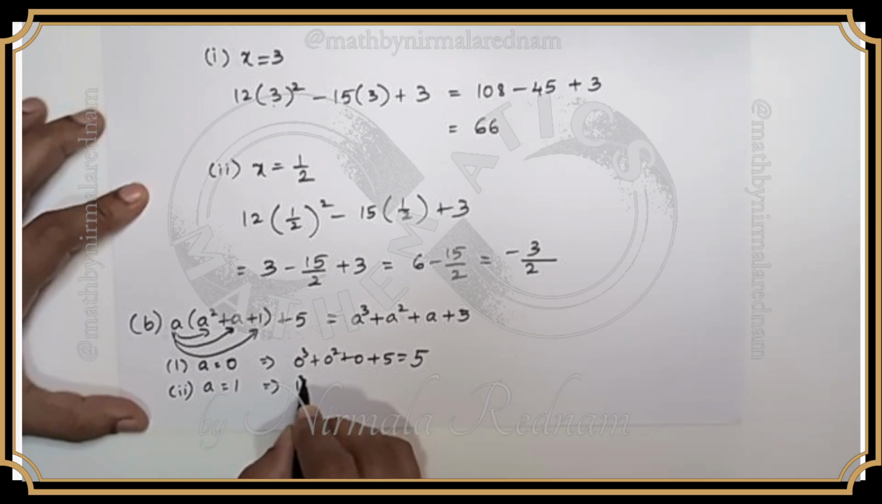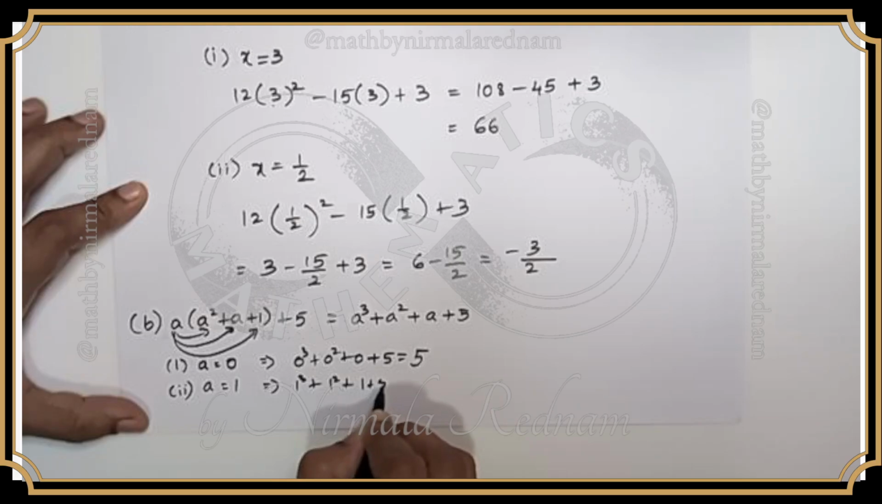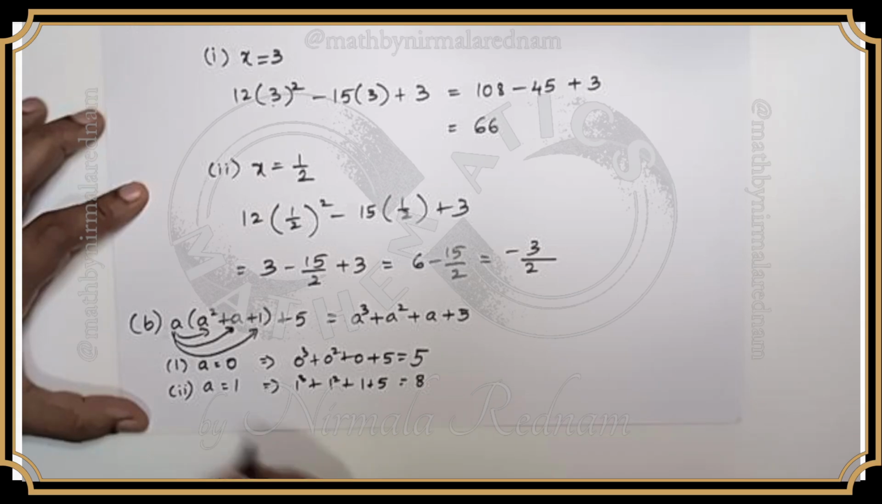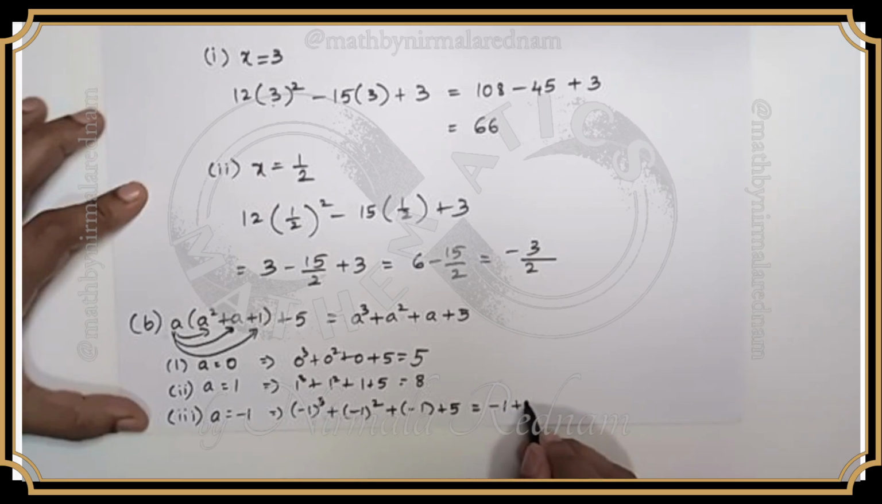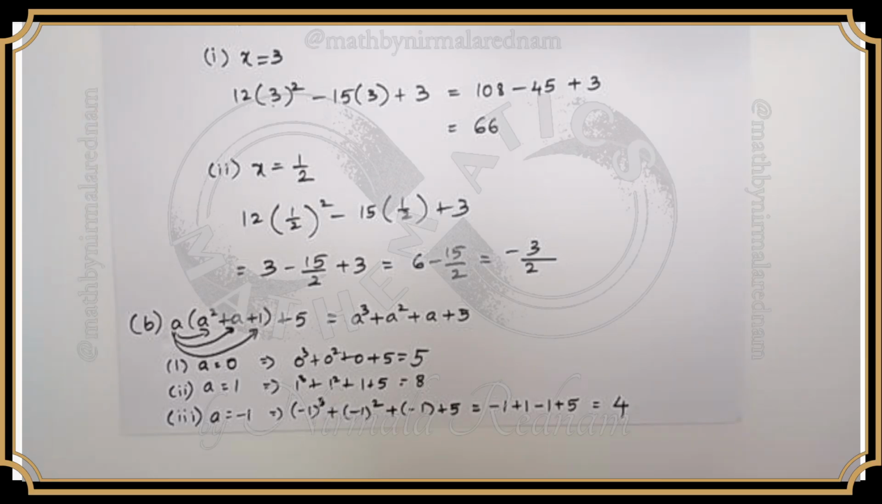I'm going to get 1 cube plus 1 square plus 1 plus 5, which is nothing but 8. 1 plus 1 plus 1 is 3, and 3 plus 5 is 8. Right? Next, I need to put a equal to minus 1. Minus 1 whole cube plus minus 1 whole square plus minus 1 plus 5, which is nothing but minus 1 plus 1 minus 1 plus 5, which is nothing but 4. So the answer is 4.